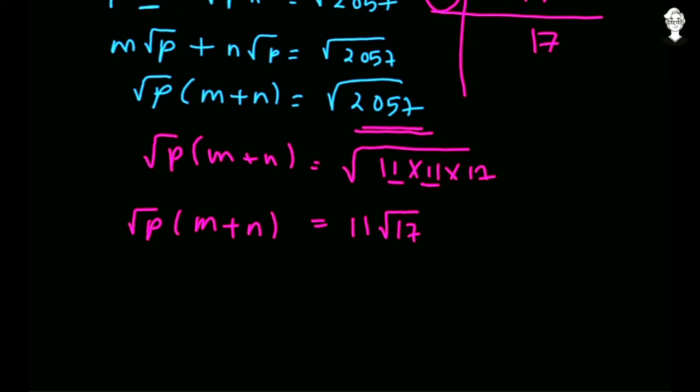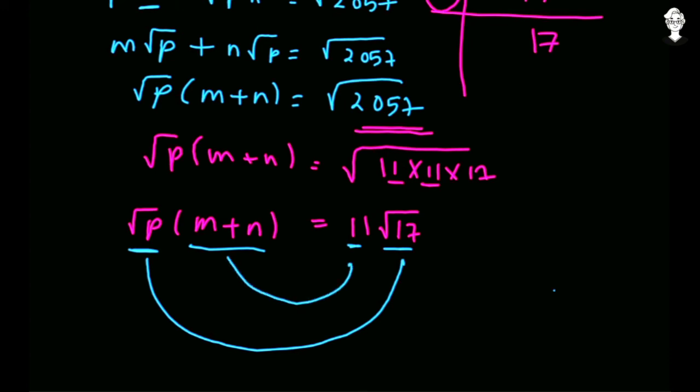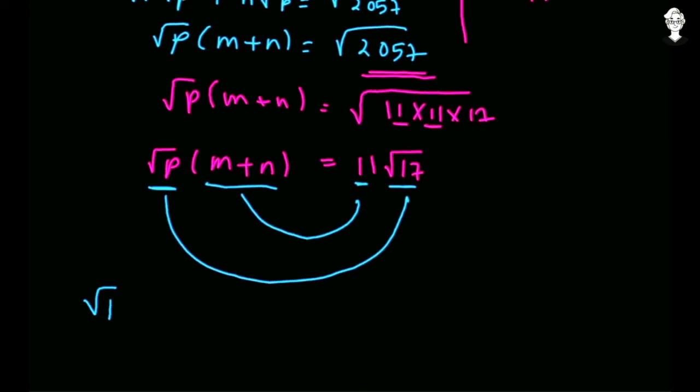Now I can say it's under root p into m plus n, that is equal to 11 into root 17. So now I can compare this irrational part with this irrational part and this rational part with this rational part. So what I can observe is that under root p is equal to under root 17 and m plus n is equal to 11.